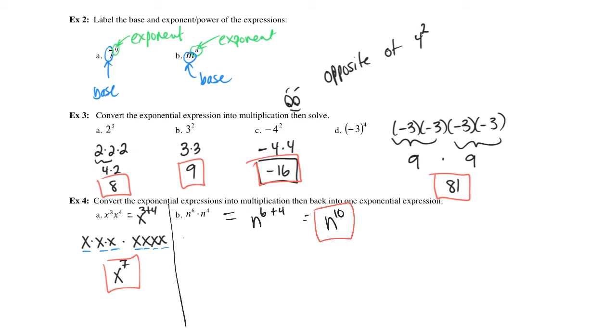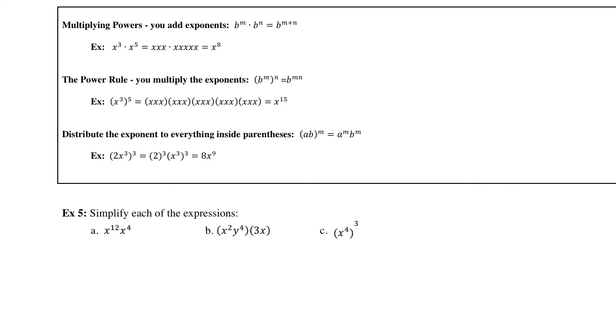n to the 6th would be 1, 2, 3, 4, 5, 6 n's times themselves. n to the 4th is 1, 2, 3, 4 n's times themselves. And then we've got 1, 2, 3, 4, 5, 6, 7, 8, 9, 10. So you'll expand it out and you'll see that you'll get that correct number when you just add those exponents. Okay, so when you're multiplying powers, you just get to add your exponents. So that one's called the product rule.